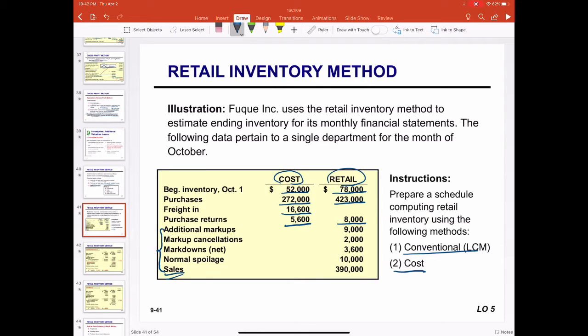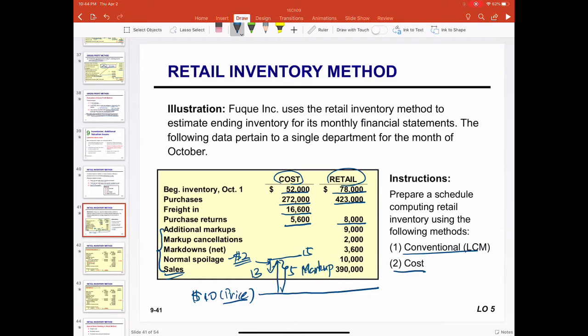So what's markup and markdown? Let me just use a simple example. If a firm's product price is $10, and the seller increases the price to 15, the $5 difference we call markup. If the seller decreases the price after markup to 13, which is still greater than the original price, so from 15 to 13, that's $2. So the $2 is markup cancellation. This is the same as the markdown, which is more common.